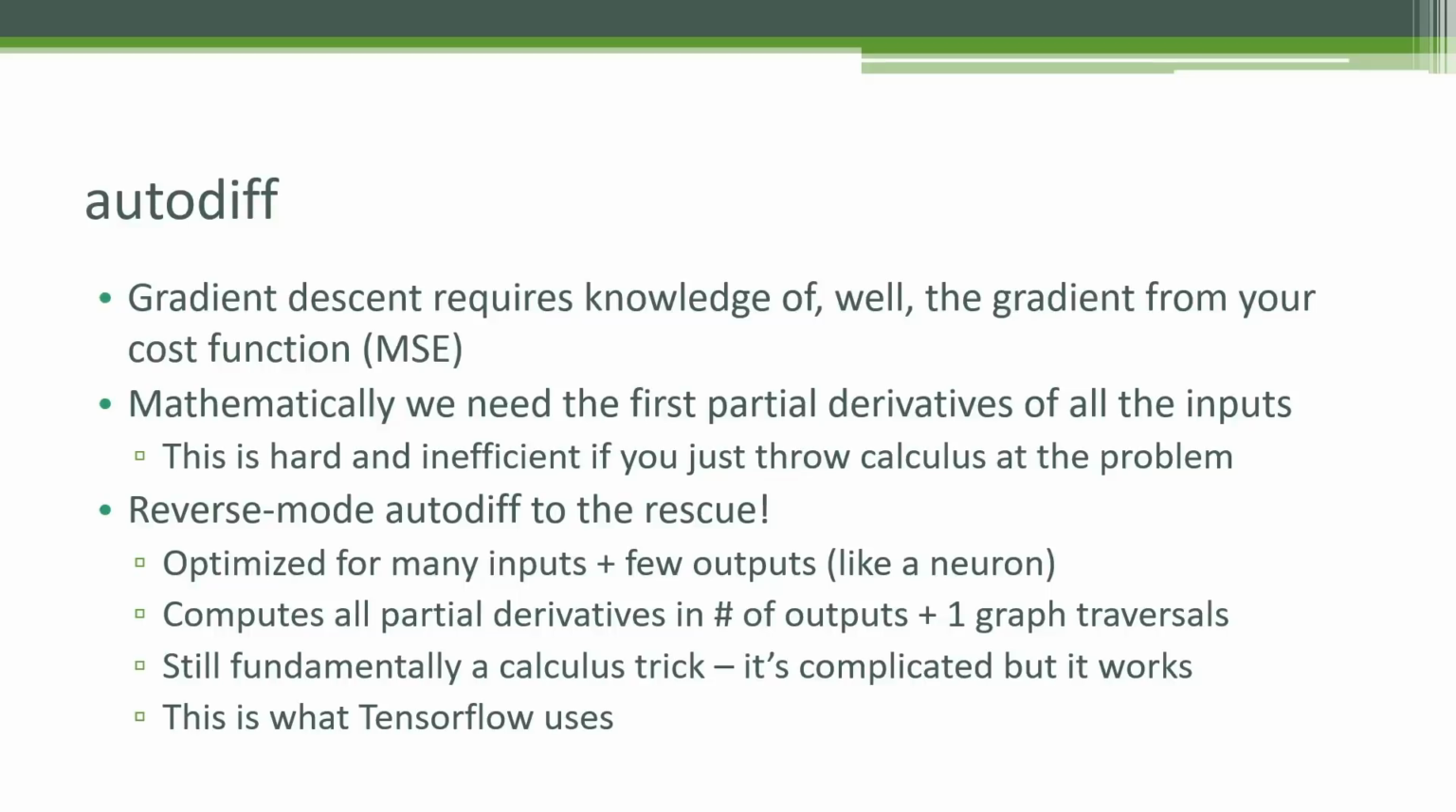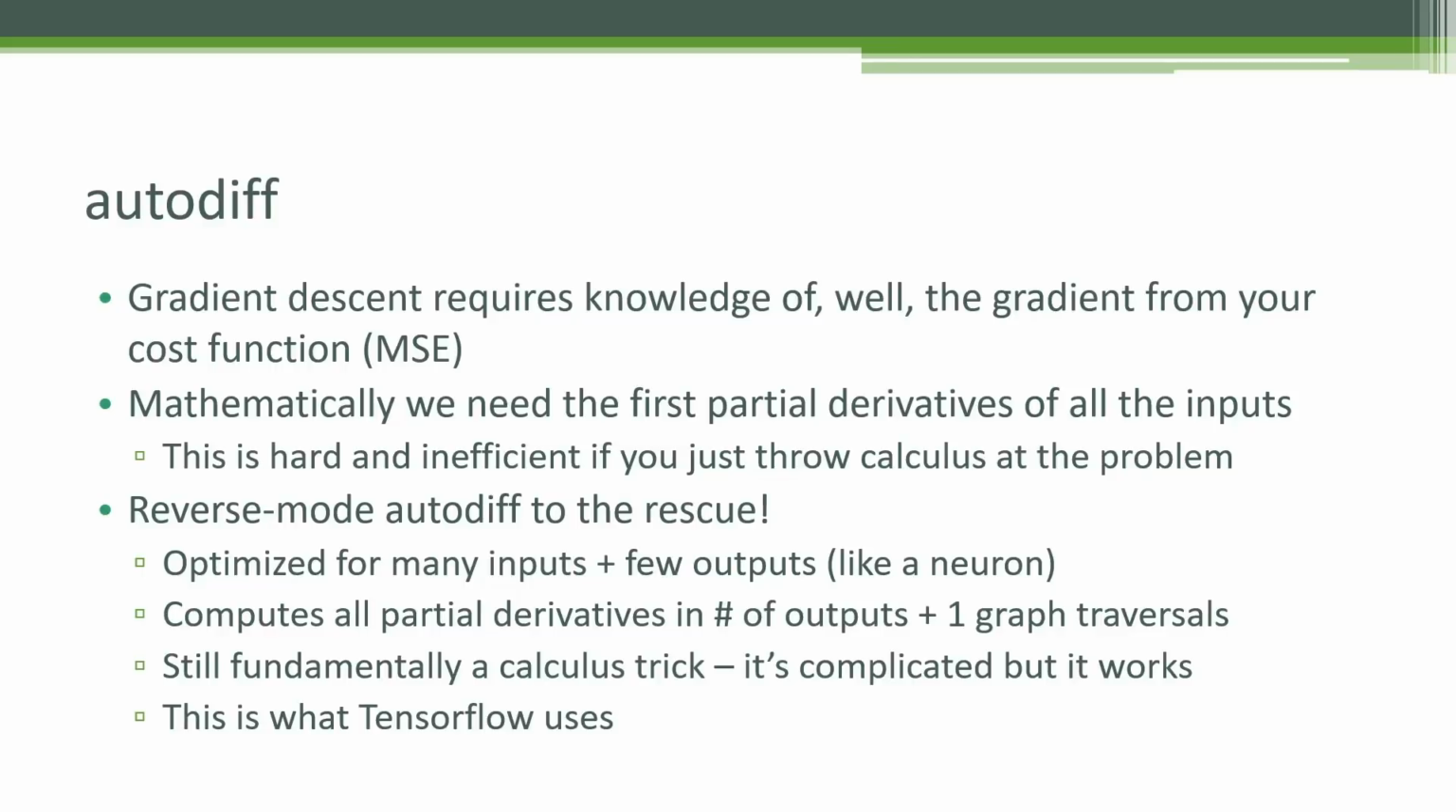Now, it turns out that this is very mathematically intensive and inefficient for computers to do. So by just doing the brute force approach to gradient descent, that gets very expensive very quickly. AutoDiff is a technique for speeding that up. Specifically, we use something called reverse mode AutoDiff. And what you need to know is that it can compute all the partial derivatives you need just by traversing your graph in the number of outputs plus one that you have. And this works out really well in neural networks, because in a neural network, you tend to have artificial neurons that have very many inputs, but probably only one output, or very few outputs in comparison to the inputs.